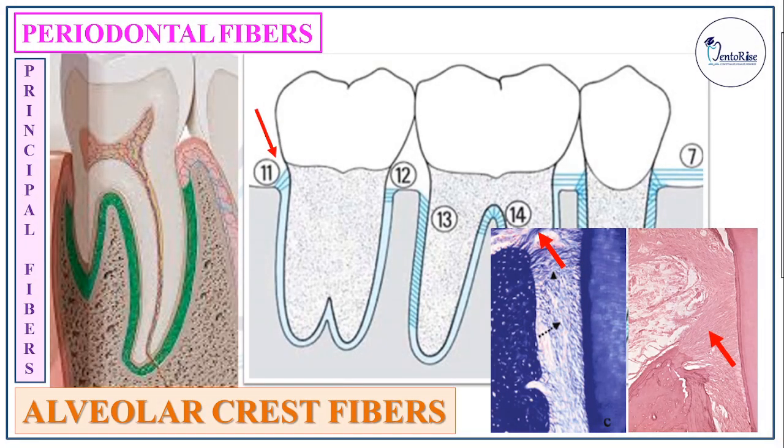The first set of fibers are the alveolar crest fibers. These fibers extend obliquely from the cementum towards the alveolar crest, and hence the name alveolar crest fibers. Also, these fibers extend from the cementum over the alveolar crest to get inserted into the fibrous layer of periosteum that covers the alveolar bone. The functions of these fibers are: number 1, they prevent extrusion of the tooth. Number 2, they also resist lateral movements of the tooth. Please also observe the histological sections of alveolar crest fibers. You can see how they are extending obliquely from the cementum to the alveolar bone.